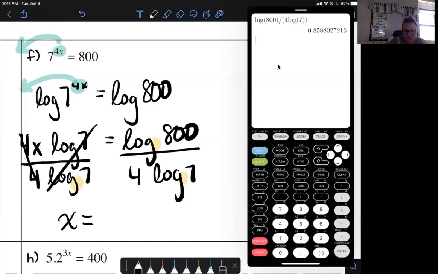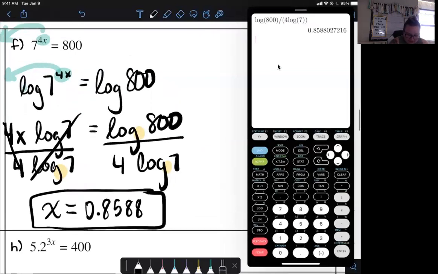So then we get 0.8588. And so we don't have to worry about rounding. We're going to have 0.8588.